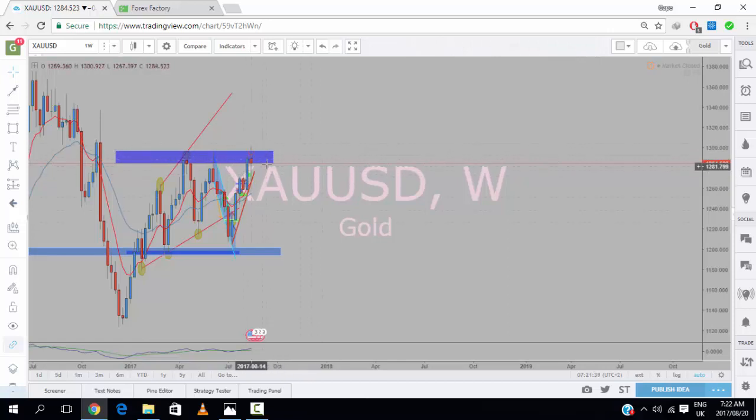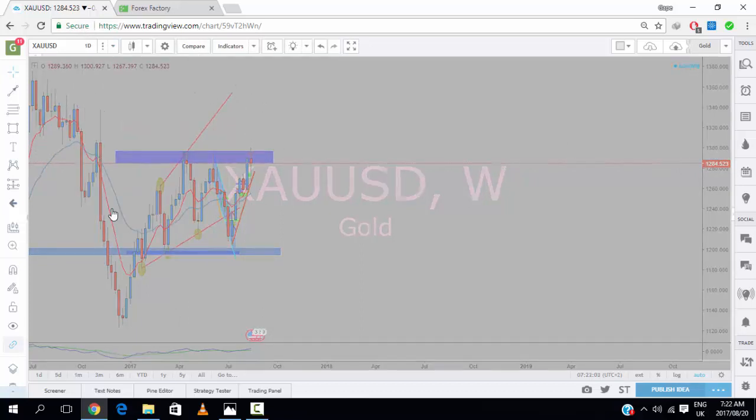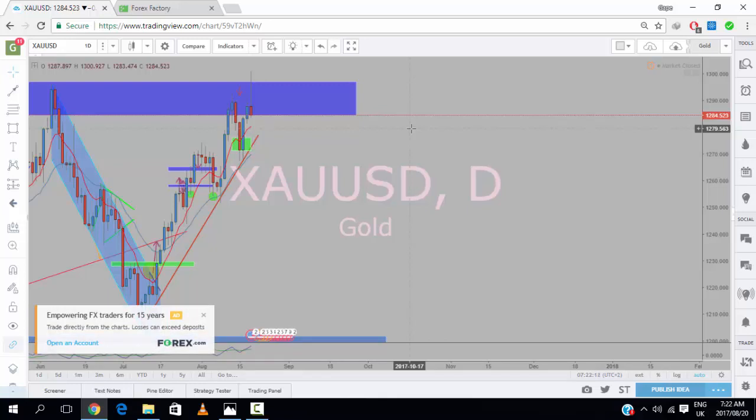Okay, so I see a hanging man here, right? Hanging man, and also it looks like price couldn't close the week above 1290. So that could probably indicate a trend reversal, because there have been a lot of trend reversals here. Trend reversal, right? Okay. All right. So I'd say I see a bearish momentum on the weekly.